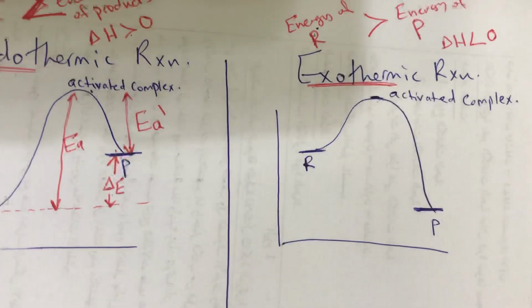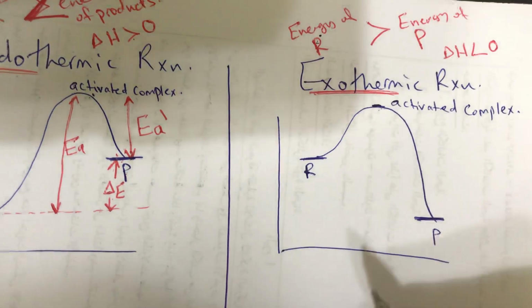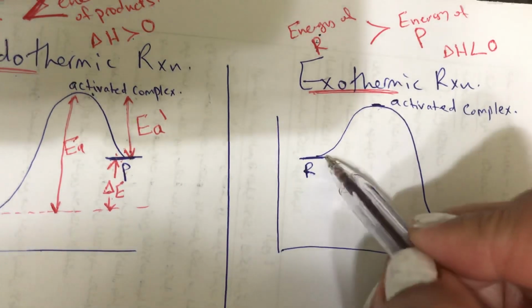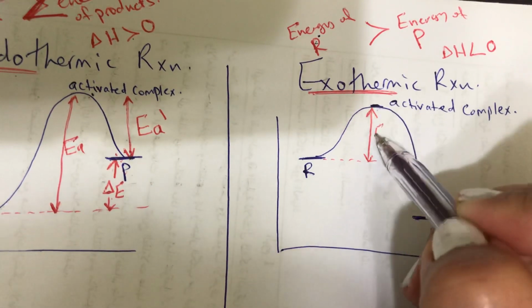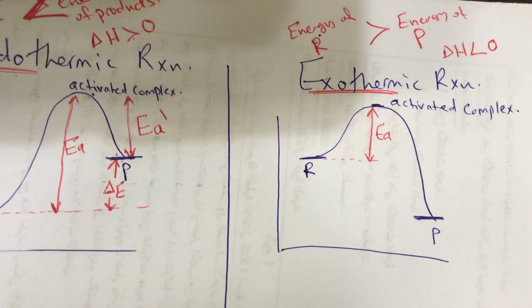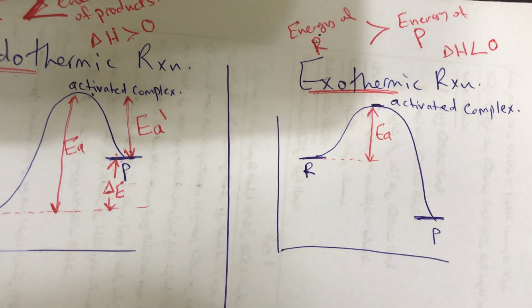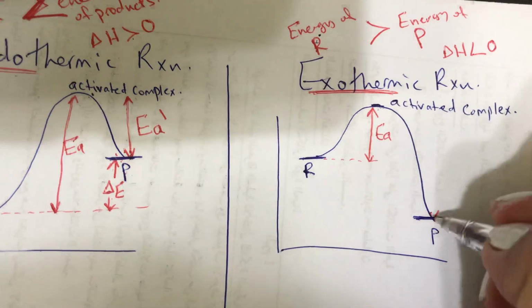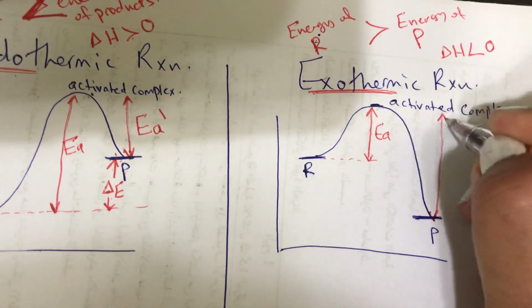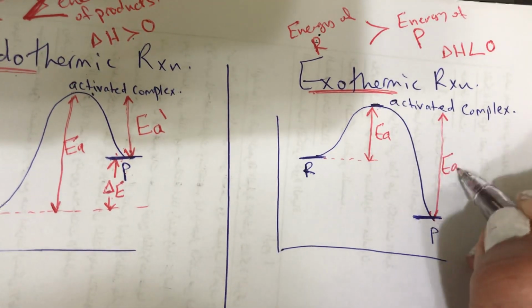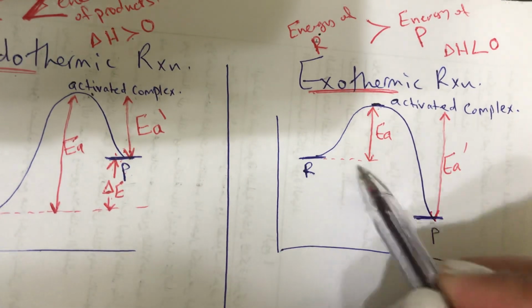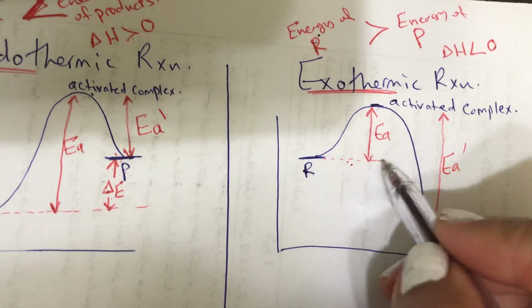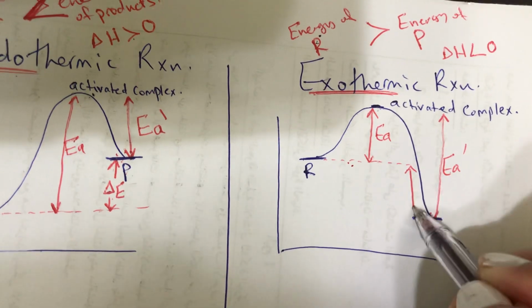So the same for an exothermic reaction. What is the activation energy? Energy difference between reactant and the activated complex. What is the activation energy for the reversed reaction? It's the energy difference between a product and the activated complex. What is delta E, or difference in energy, or delta H? It's the difference in energy between reactant and products.